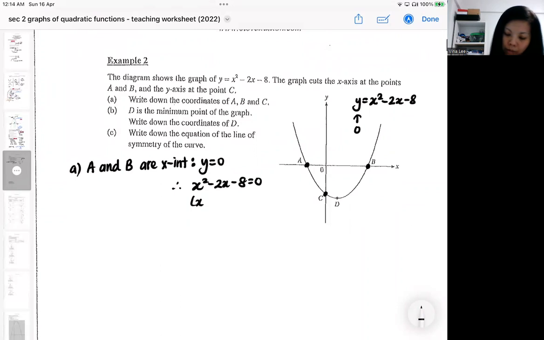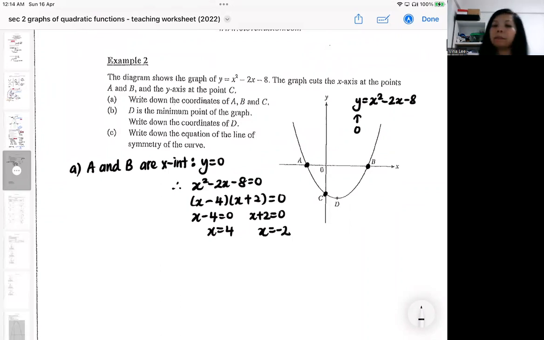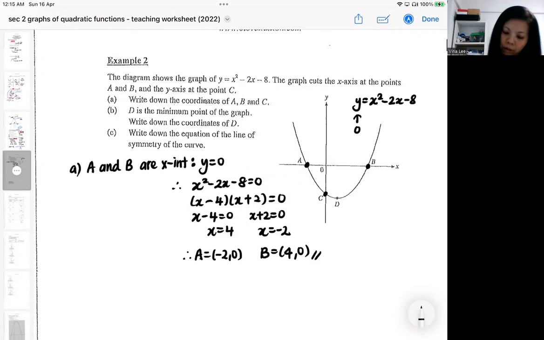So you will get two brackets. First bracket equal to 0. Then second bracket equal to 0. Once you get that, use a bit of logic to assign which one is A, which one is B. So A is on the negative side, so A should be (-2, 0). And B is on the positive side, so that should be (4, 0).